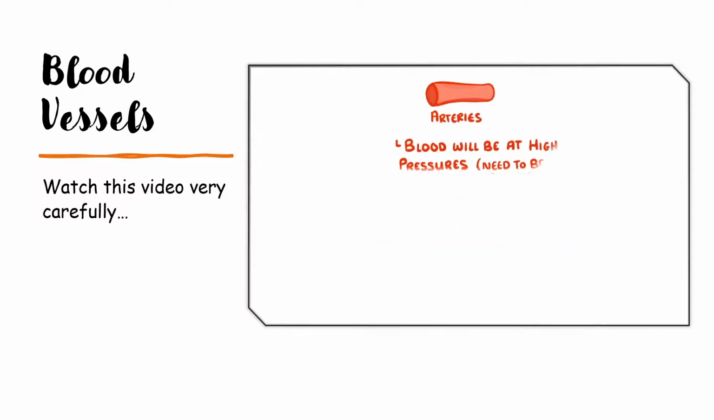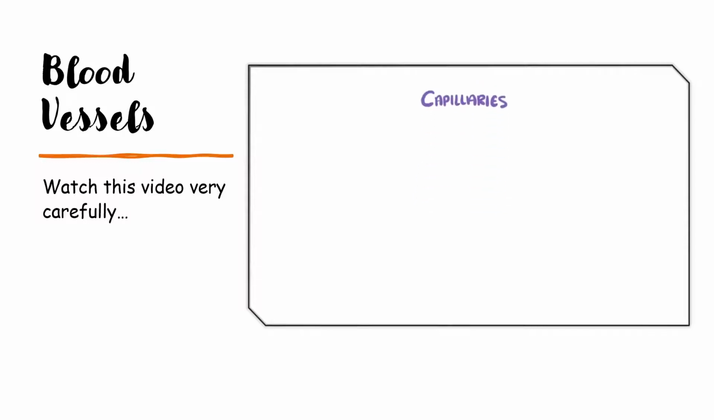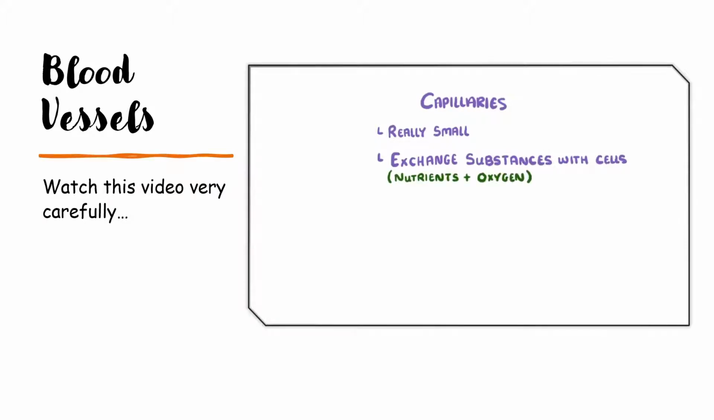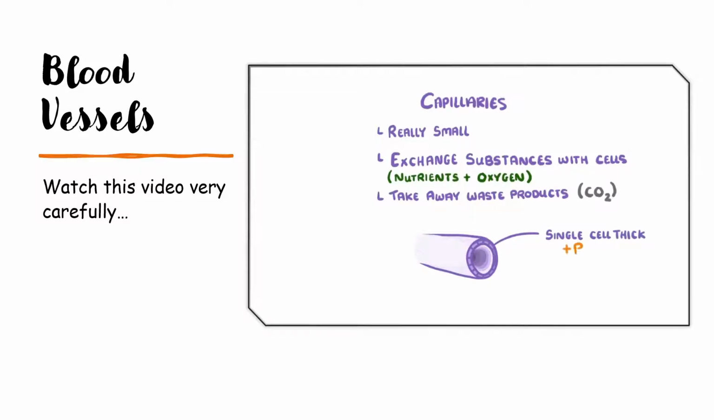Once the arteries have transported the blood to the different parts of the body, it enters the capillaries. These vessels are really small and come into close contact with all of the cells in our body. Their role is to exchange substances with our cells, giving them useful nutrients and oxygen, and taking away waste products like carbon dioxide. If we take a closer look at a single capillary, we can see how they're adapted to this function. For example, their walls are only a single cell thick, and they're also permeable, which means that substances can easily diffuse through them.